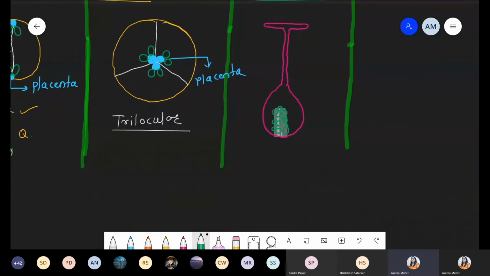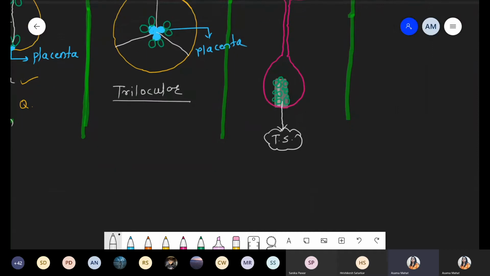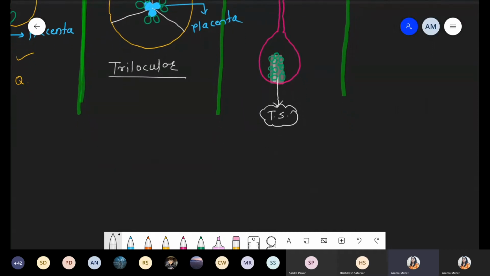Now we are taking a TS section, a transverse section, of this part. Under the microscope, the free central ovule part looks like this.